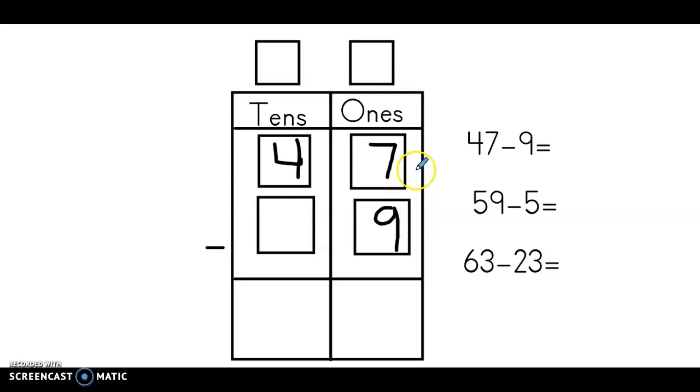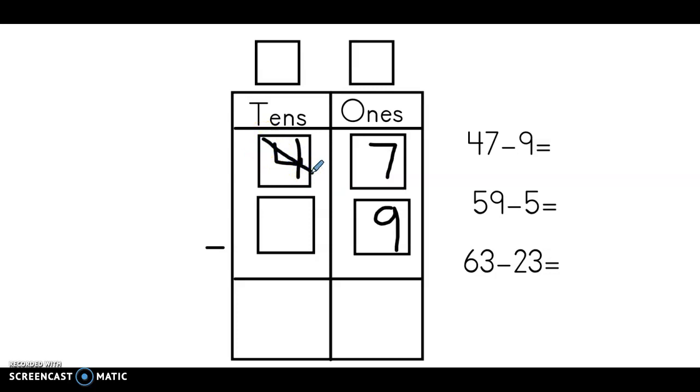But remember, if there's more on top, no need to stop. But if there's more on the floor, meaning there's more in that second spot in the ones, then we can go next door and get 10 more. So what that looks like on paper and pencil is crossing out the 4.